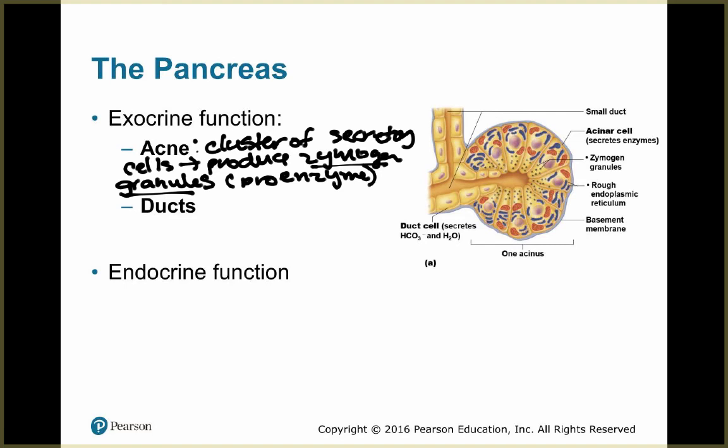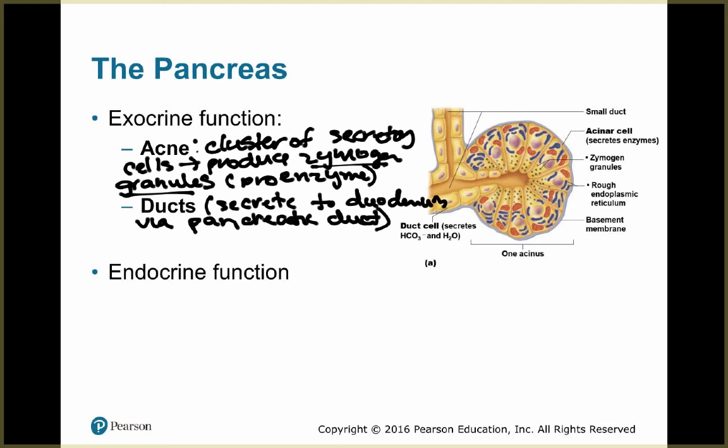Now you can see on there that you also have ducts. And so these guys are going to secrete to the duodenum via the main pancreatic duct. Smaller duct cells can produce water and bicarbonate.